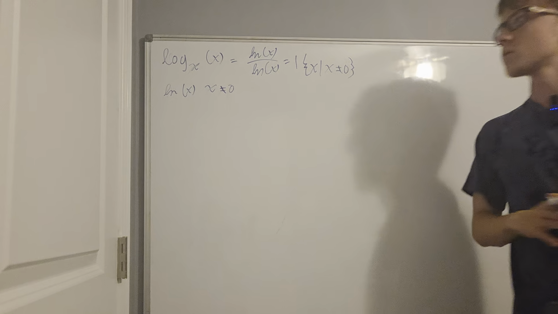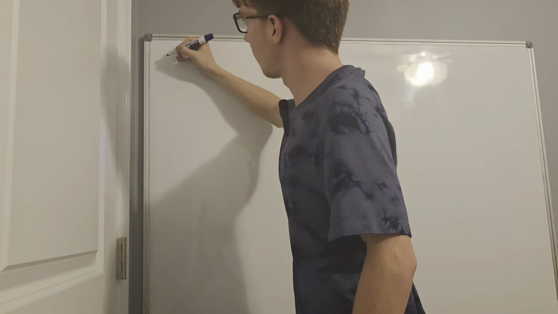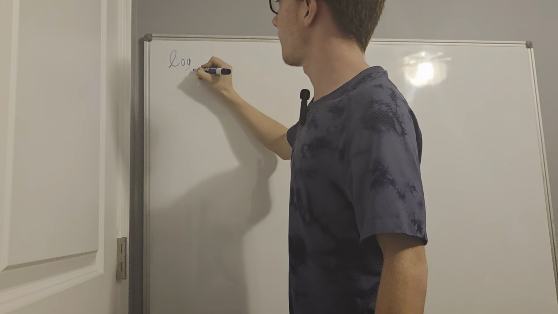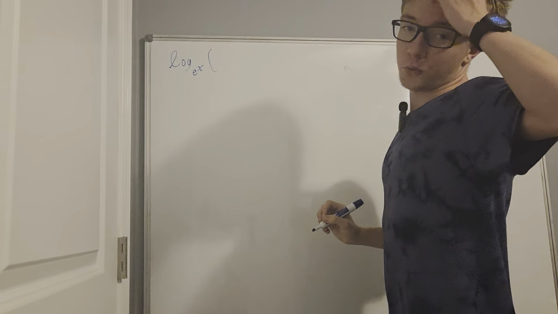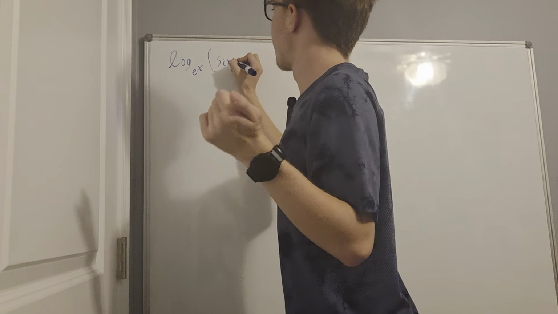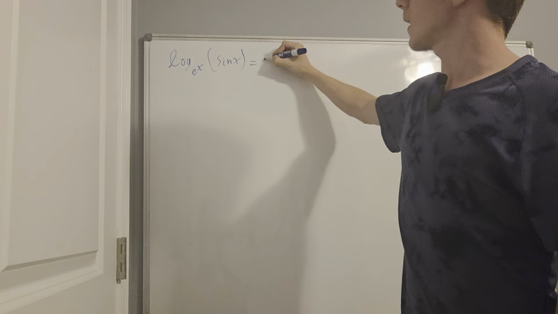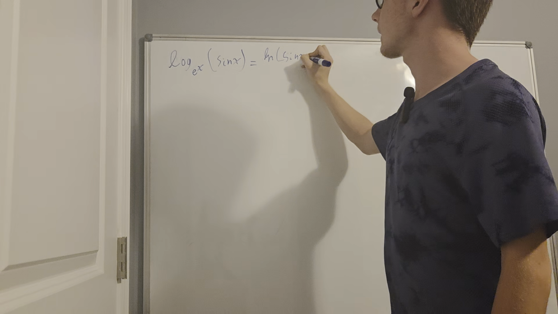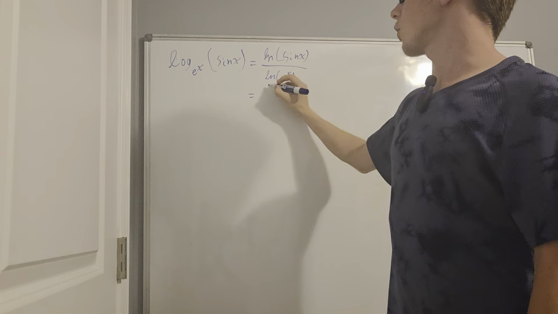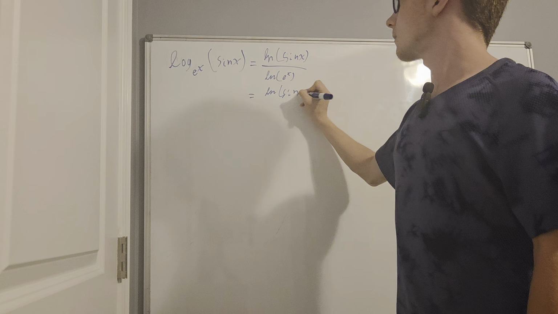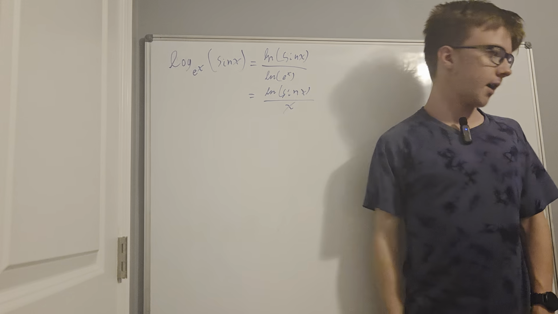Here's another cool one that I thought of. Log base e to the x of sine x. Right? Well, let's do it again. Natural log of sine x over natural log of e to the x is just going to equal natural log of sine x over x. See, it always looks nicer than that.